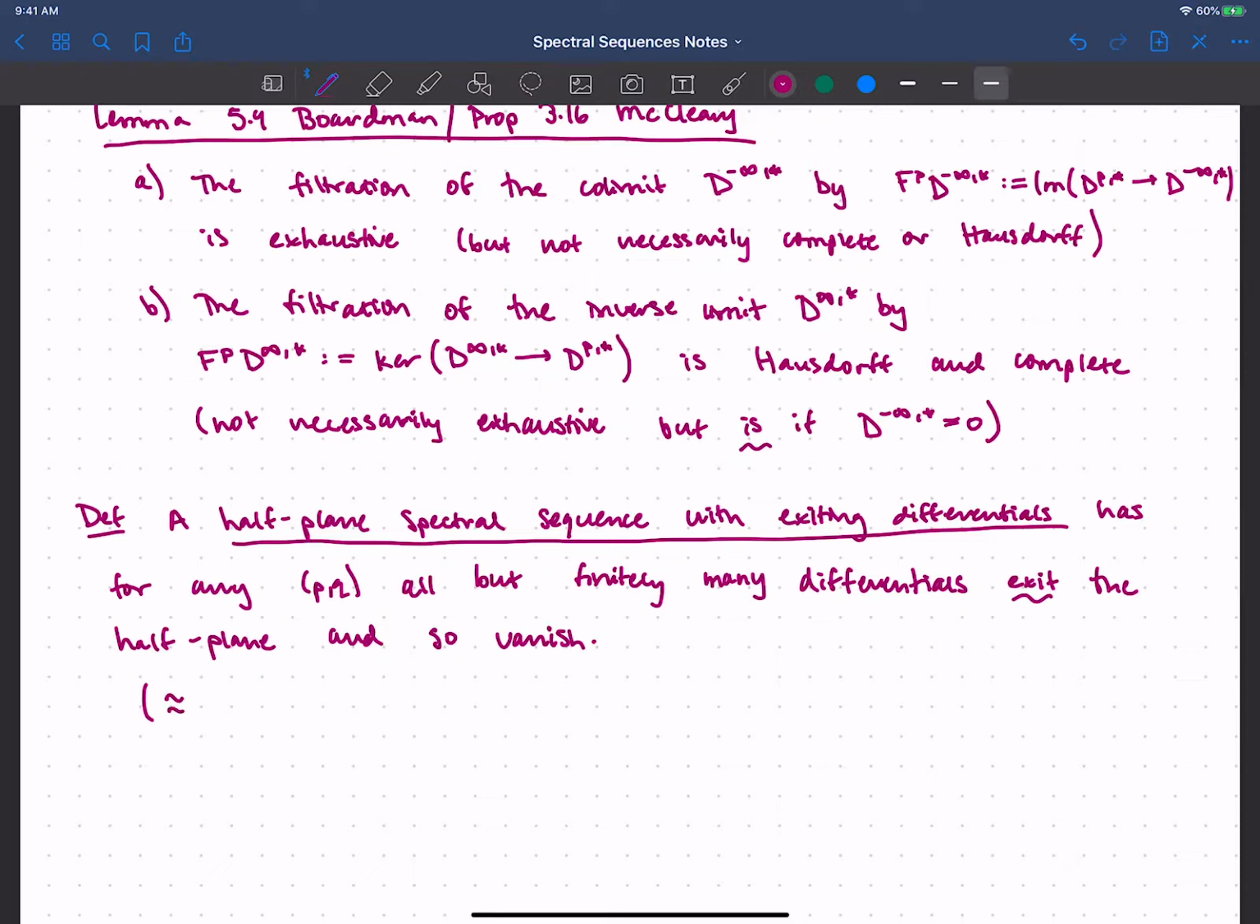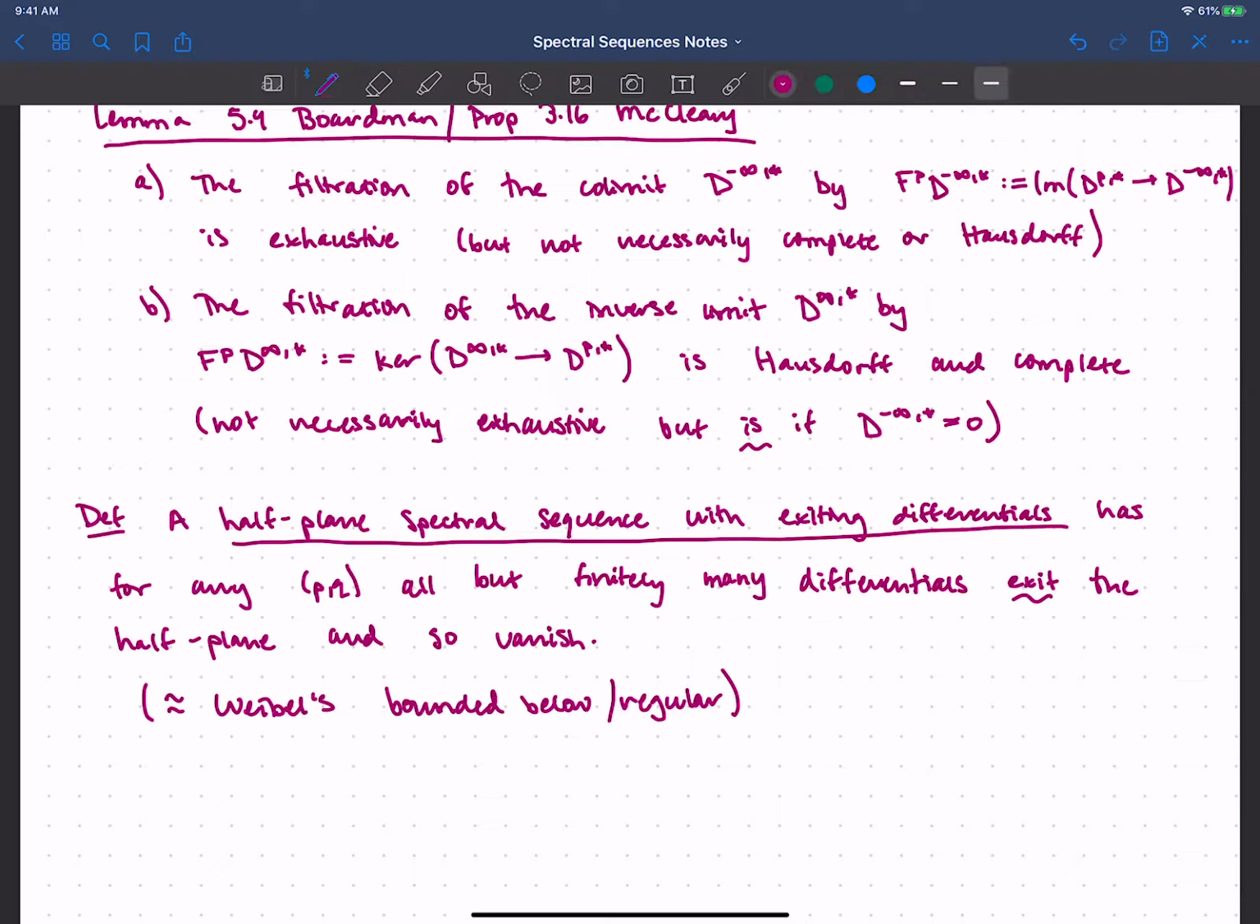And this is at least related to Weibel's terminology, where he described a spectral sequence as bounded below, as we saw. We said in particular half-plane spectral sequences of the right type were bounded below. And remember the term regular said that all but finitely many of the differentials going out at each spot are zero. There we go. Whew.